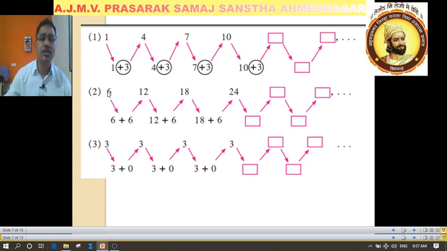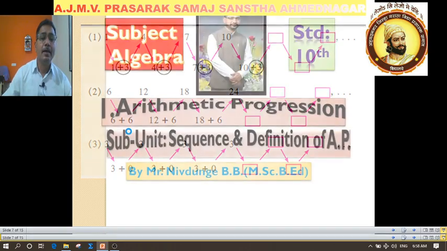In the next, if we add 6 in the first term, we get 12. If we again add 6, we get 18. 18 plus 6, 24. So 6, 12, 18, 24. So the next term is obtained by adding 6 in the previous term. We get a rule.